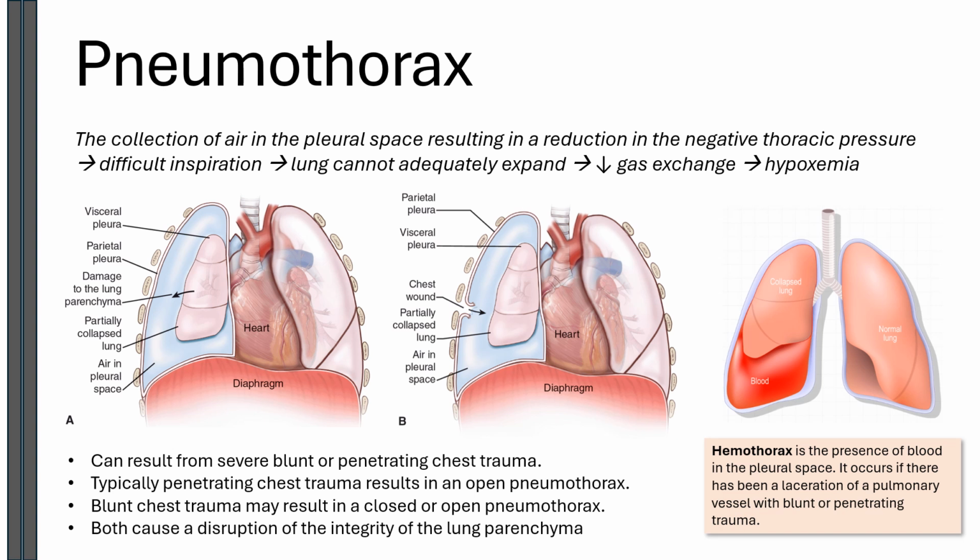Well, when you don't have that negative air pressure because there's a leak in that pleural space, it's going to be difficult to inhale. The lungs cannot fully expand. You're going to have decreased gas exchange, and it's going to lead to hypoxemia. And we know what happens when we don't have enough air circulating in our blood.